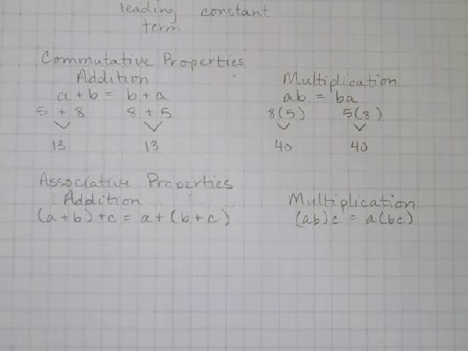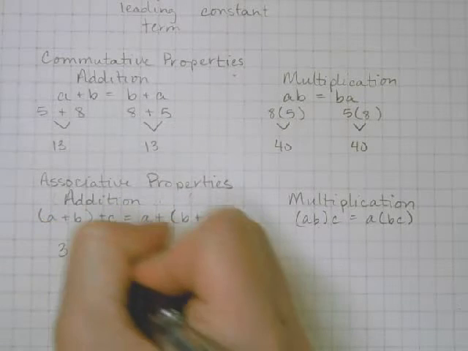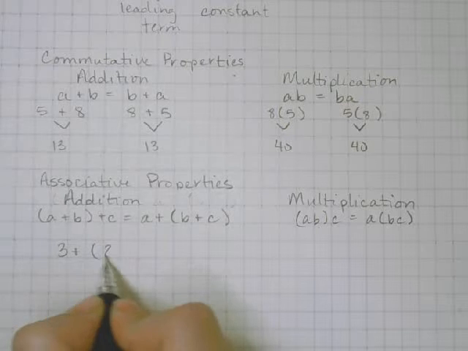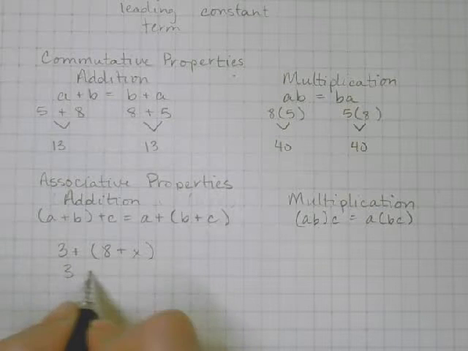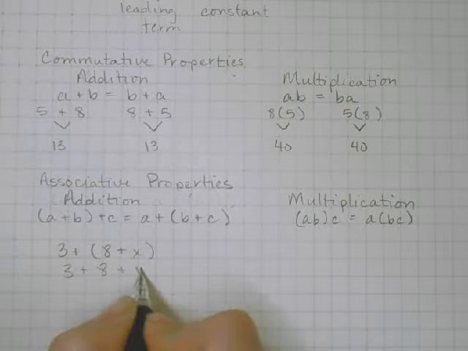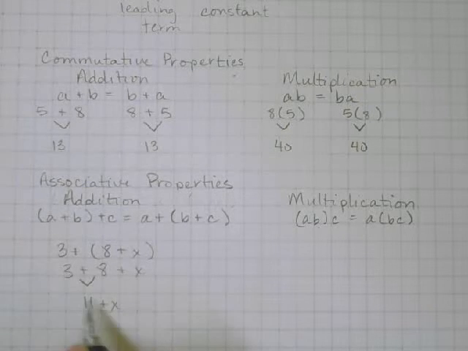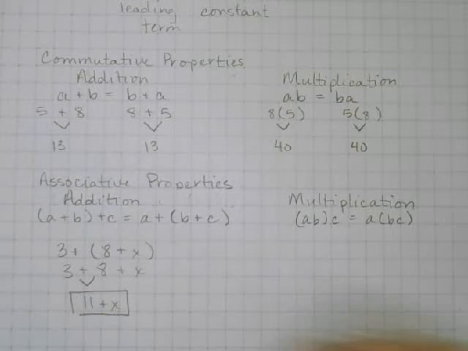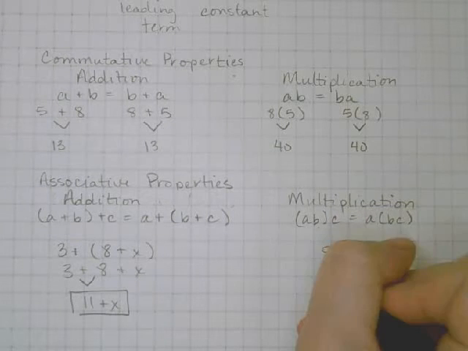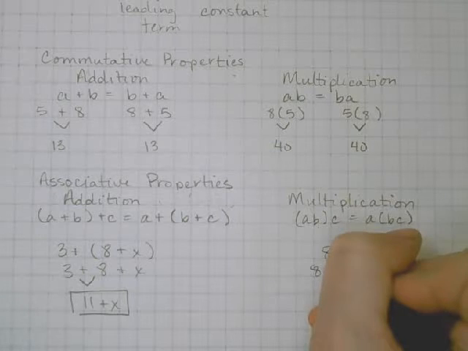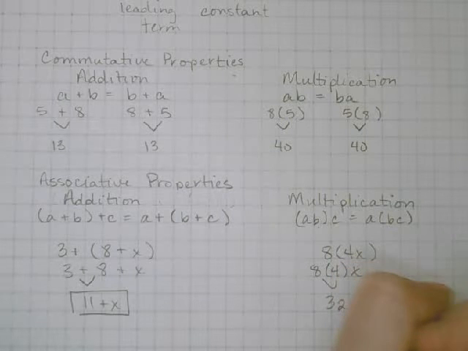So if I want to simplify using the associative property, if I have 3 plus quantity 8 plus x, those parentheses can just drop away. That's the same as 3 plus 8 plus x. So that's 11 plus x. Those are not like terms, so I cannot combine them. So that is as simplified as I can get. Over here, if I have 8 times 4x, that's the same thing as 8 times 4 times x, so 32x.